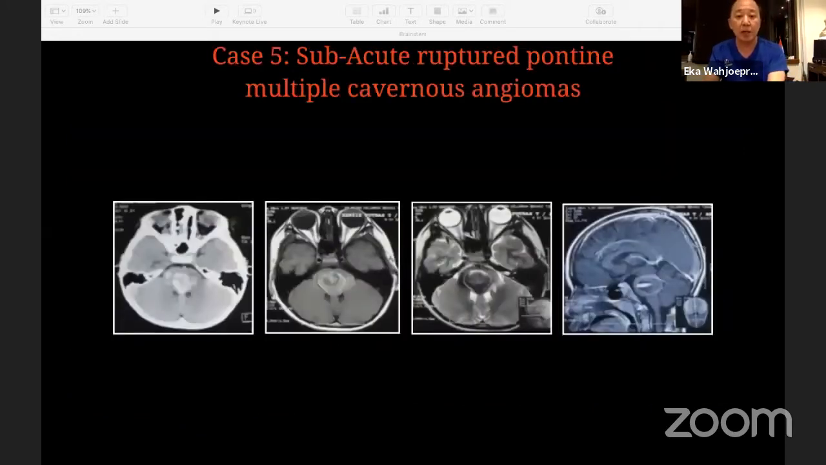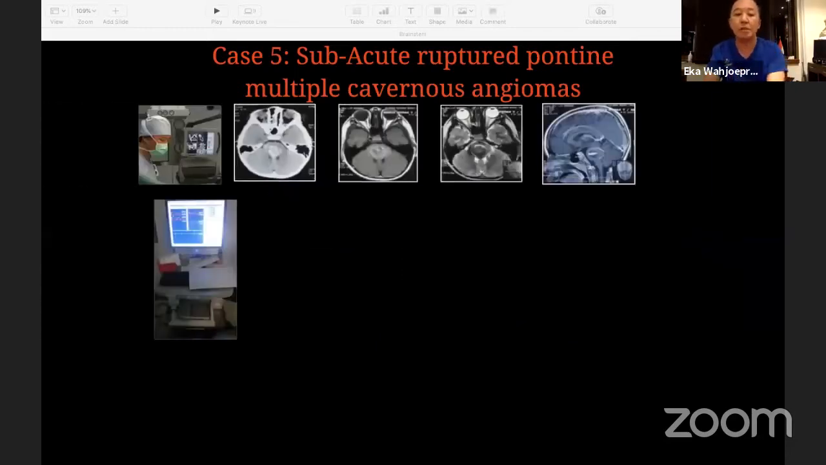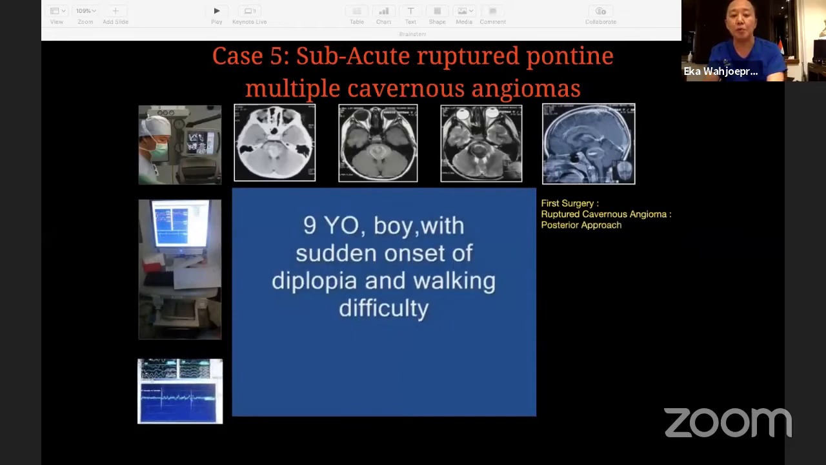So this is a subacute rupture of pontine multiple cavernous angioma. A young boy came to me. You can see there are already multiple layers, meaning bleeding many times in this boy. And if you look clearly, actually in the anterior there is also another cavernoma. But when he came to me, we decided to remove the big one in the posterior with the prone position.